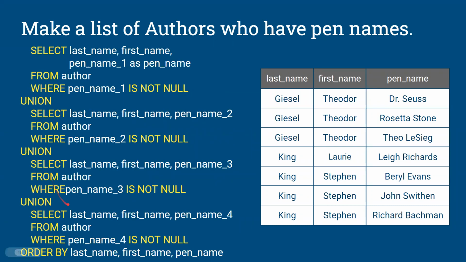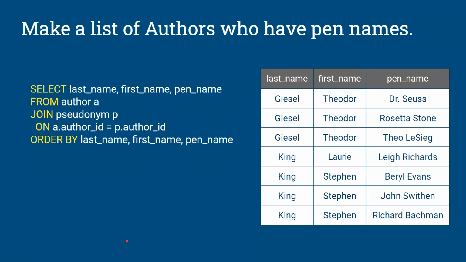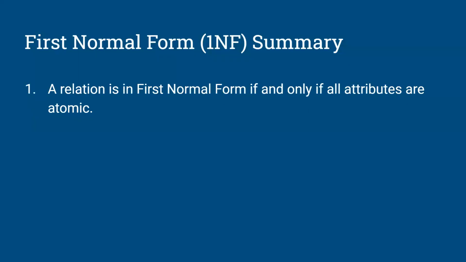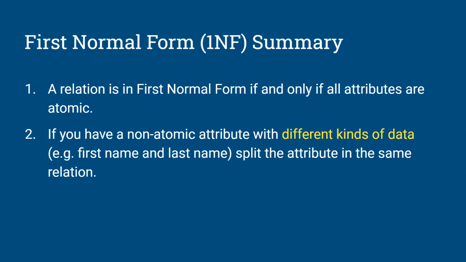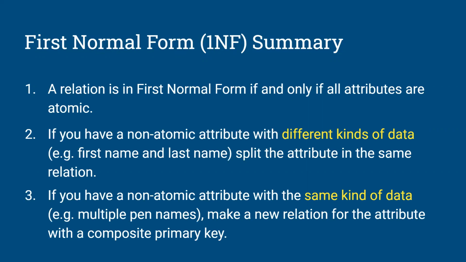And of course, the other one has the problem of saying, well, if we have to add a new column, we've got to come back and modify the query. If someone comes up to us with 20 pen names, great, put them in the database and we're ready to go. Okay, that's first normal form. So a summary of first normal form: all the attributes in the relation are atomic. How do you deal with non-atomic attributes with different kinds of data? Just split them into individual columns. If it's a non-atomic attribute with the same kind of data, you're going to make a new relation for the attribute and use a composite primary key. That would be the first step, and you can decide later if you want to change the primary key of that table, kind of how it links.